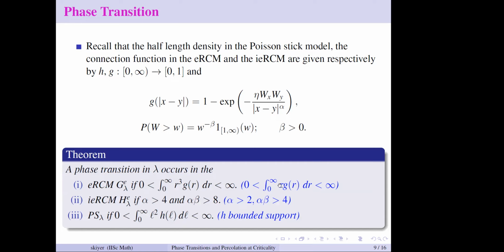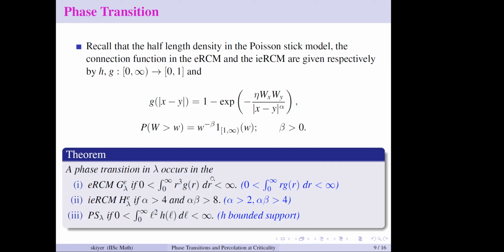Now one can see that if the random connection model percolates, then the enhanced model also percolates. So this condition is enough to show that for large enough lambda, that is for lambda larger than the critical probability for the random connection model, you will have percolation.